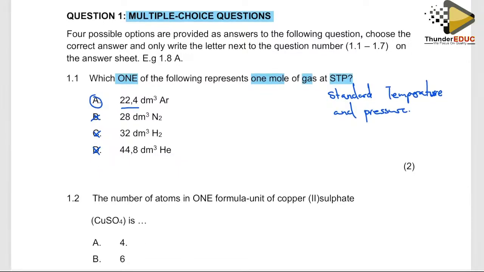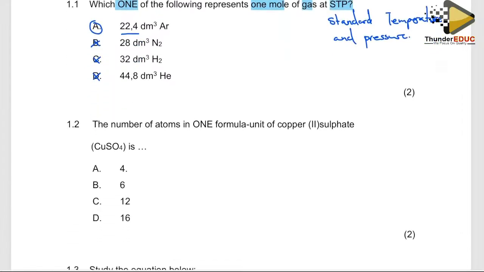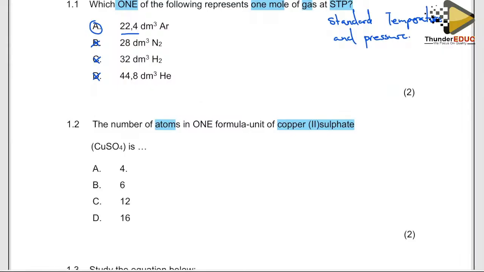Then to proceed to question 1.2, it reads the number of atoms in one formula unit of copper 2 sulfate there, right? So now we need to know the number of atoms that are actually found here in copper sulfate, right? In terms of this, we're going to look at this formula, which is CuSO4. Therefore, it means we only have one copper, so I'm going to say 1, plus our sulfur, we only have 1, then plus, how many oxygens do we have? We have a total of 4. So if we add that, we're going to get a value of 6. So our correct answer there is going to be B, and these others are incorrect.